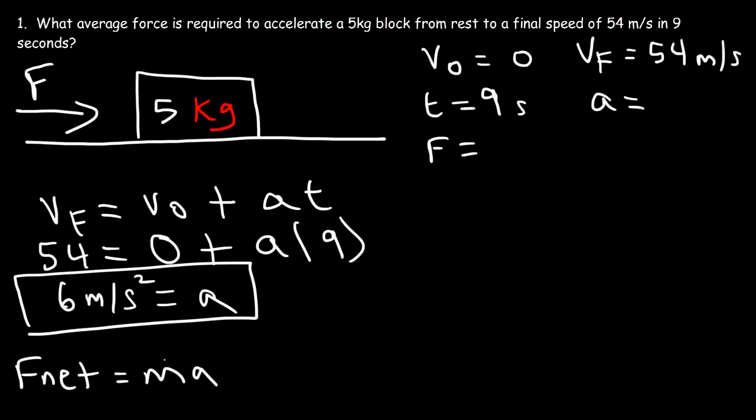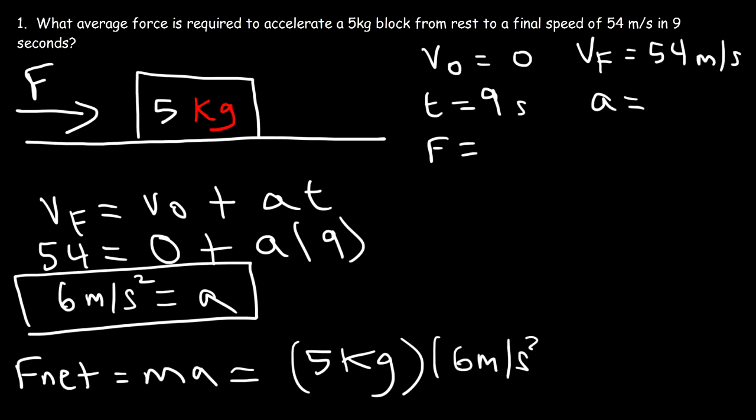Now, let's move on to the second part, now that we have the acceleration. So the force is going to be the mass of 5 kilograms times the acceleration of 6 meters per second squared. And 5 times 6 is 30. So it's going to be 30 newtons. So that is the net average force that is required to accelerate the 5 kilogram block from rest to a final speed of 54 meters per second in 9 seconds.